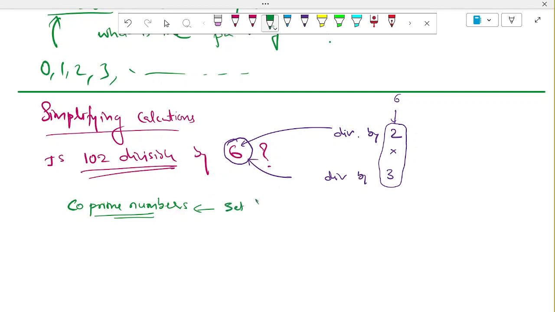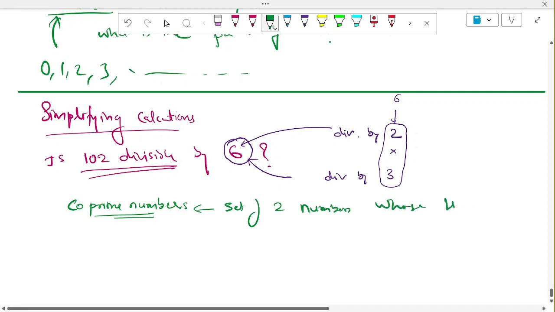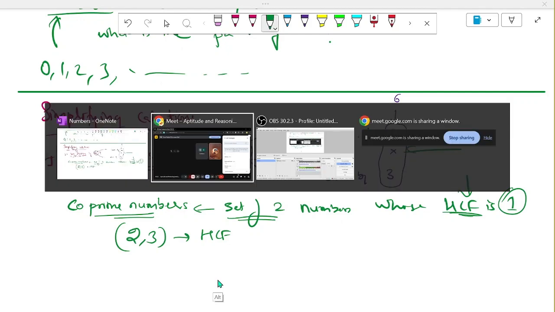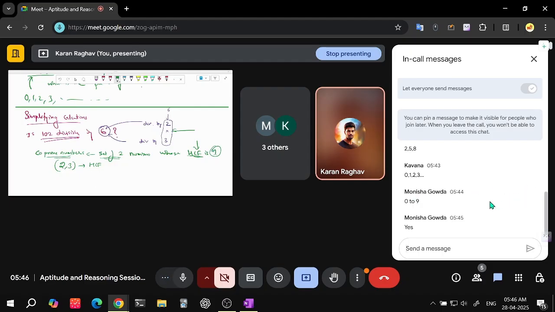It is a set of two numbers whose HCF is 1, meaning highest common factor is equal to 1. I'll take an example, 2 and 3 only. 2 comma 3. What is the HCF of these two numbers? What is HCF of 2 and 3? Highest common factor. How do you find highest common factor?